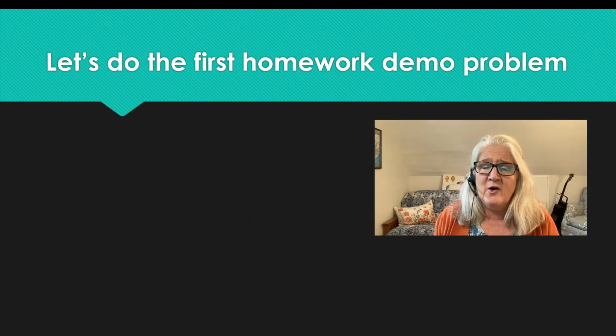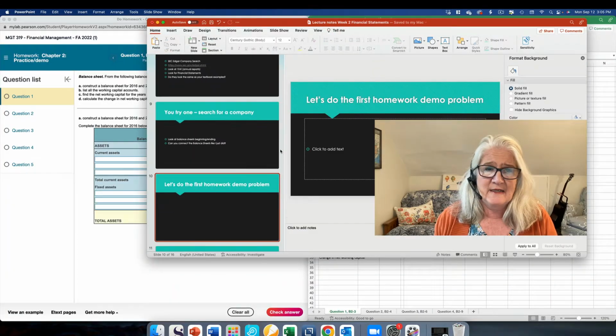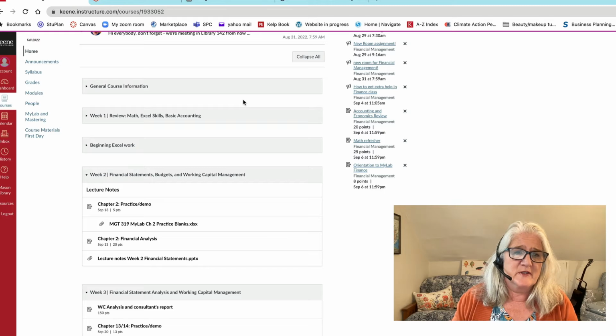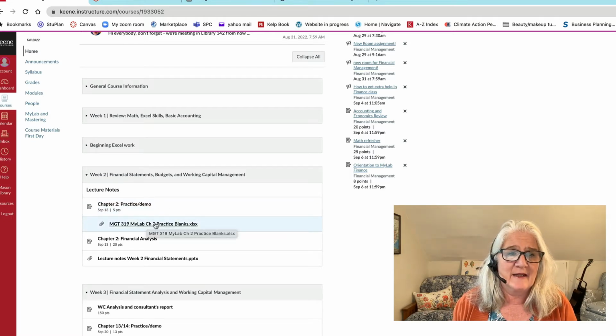What I want to do now that we've talked about balance sheets for a minute, I want to do the first homework demo, the practice demo problem. So I'm going to exit out of this. Now, if you look in the modules, you see in week 2 here, there's this assignment that's called practice demo, which is what we're about to go through. And then there is a blank Excel sheet, right? So you don't have to create the Excel sheets from scratch.